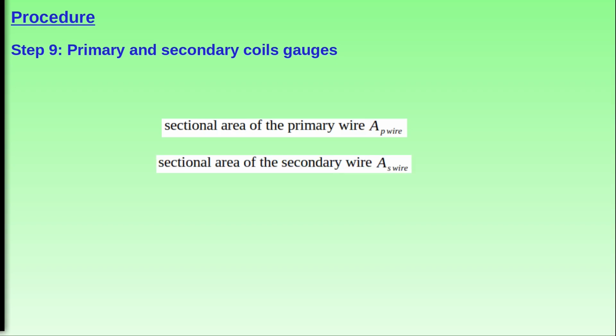Step number 9. Select wire gauges of primary and secondary coils. Based on the max amount of current flowing in the primary, select the most appropriate wire gauge to prevent coil overheating. Then do the same for the secondary coil. We will call the sectional area of the primary wire AP wire, and we will call the sectional area of the secondary wire AS wire.